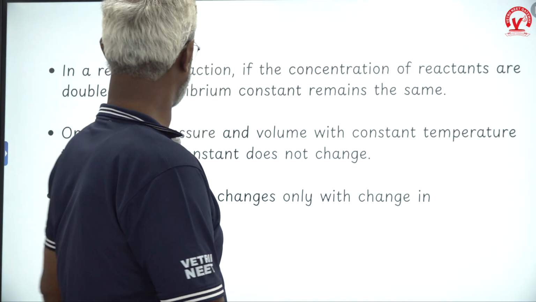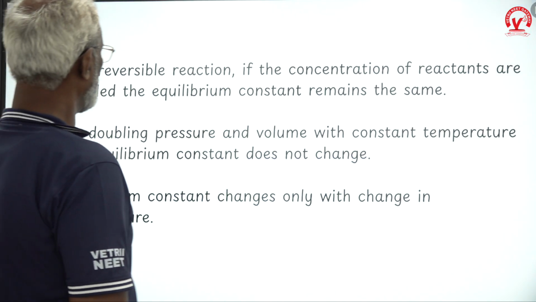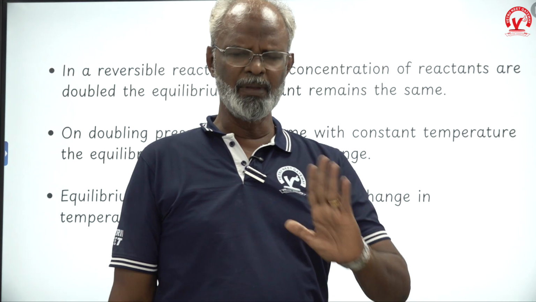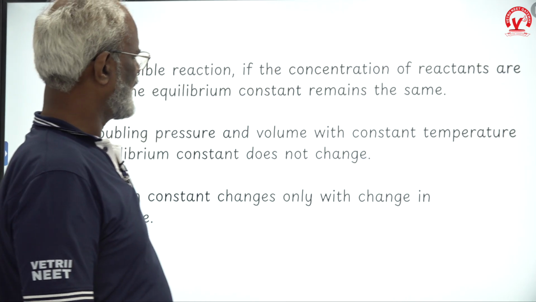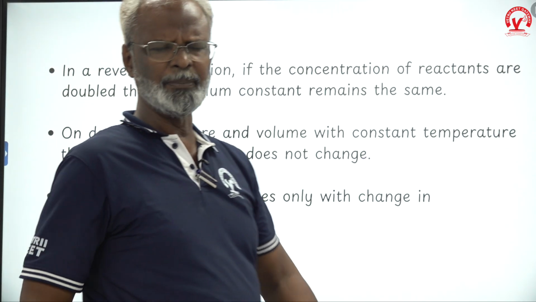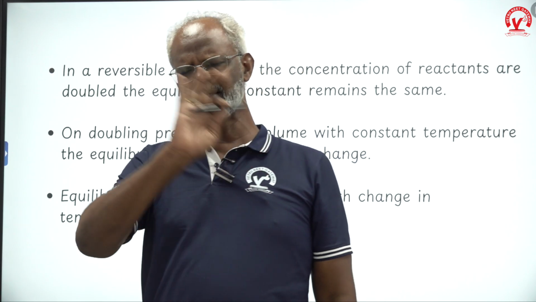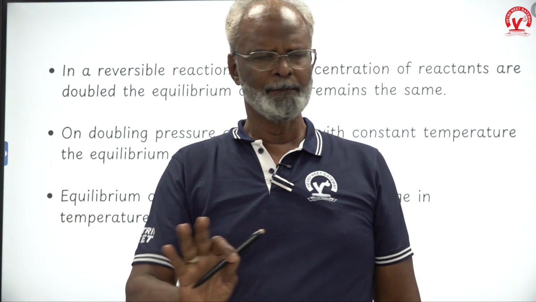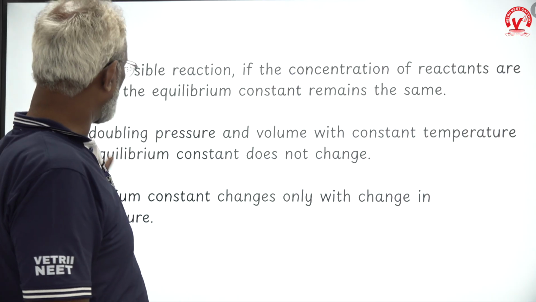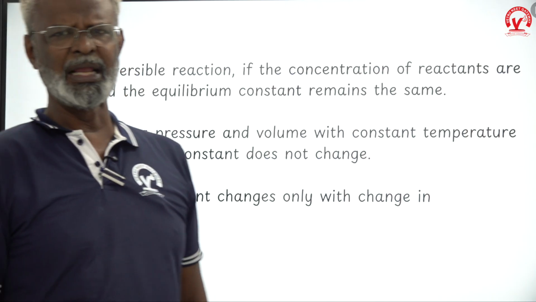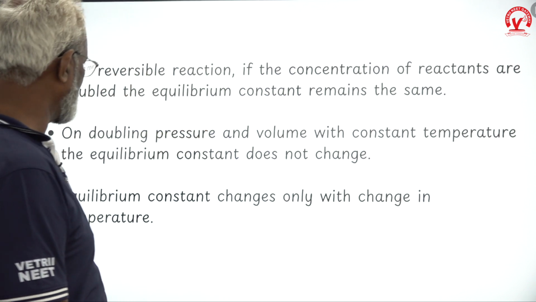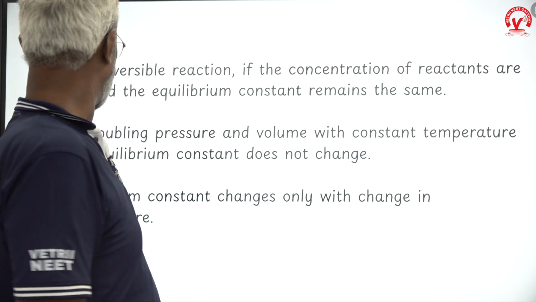So in an equilibrium system, even if the concentration of reactants is doubled, the equilibrium constant remains the same. If the concentrations are doubled, then more products will be formed and the products will give back to the reaction and it will again reach equilibrium, but the equilibrium constant remains the same. On doubling pressure or volume also, the equilibrium constant will not change. The equilibrium constant changes only with a change in temperature.